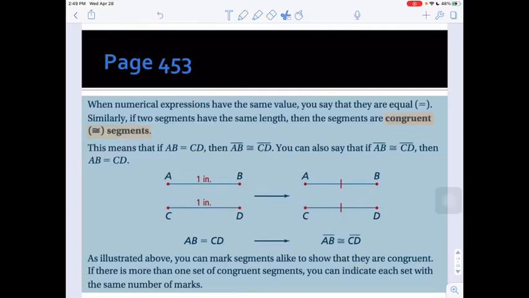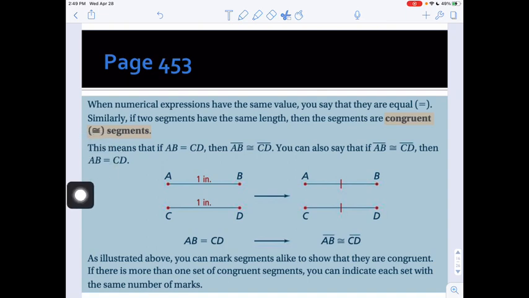Section 7.3, Example 3 on page 453. When numerical expressions have the same value, you say that they are equal. Similarly, if two segments have the same length, then the segments are congruent segments. The congruent symbol is very similar to an equal sign, we just have this extra curve above.